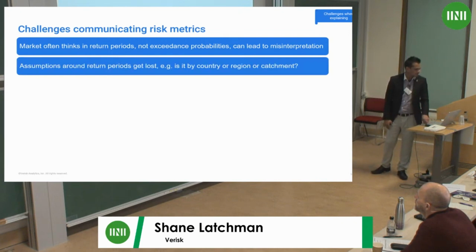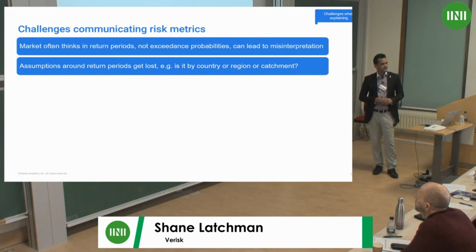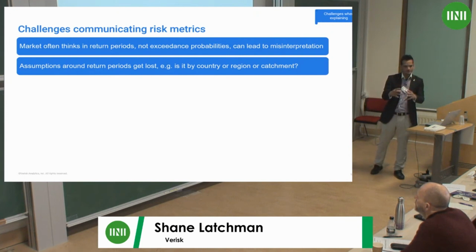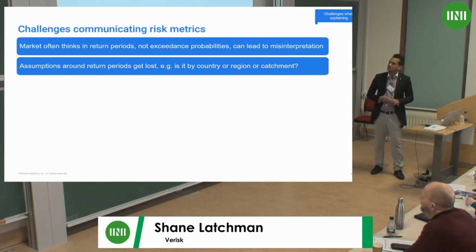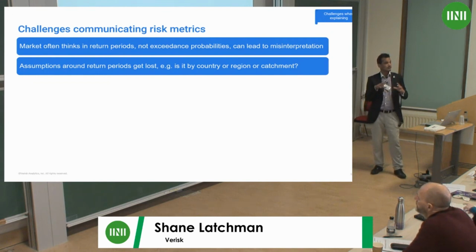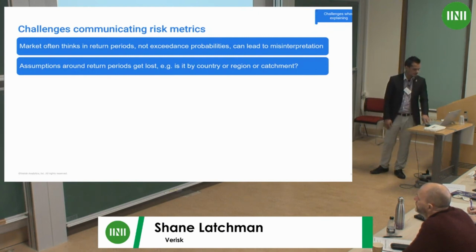The second is the assumptions around return periods can get lost. So if you think about the summer floods in Central Europe in 2021, there were lots of return periods you might have heard in the news. So the return period of this catchment, return period of this river, return period of this region, return period in Germany. There were many, many things going on. Sometimes I think return periods are probably quoted too many times. Maybe return periods should be at a very low resolution. So that is at a large extent rather than zooming in. Otherwise, it can be misinterpreted quite a lot.